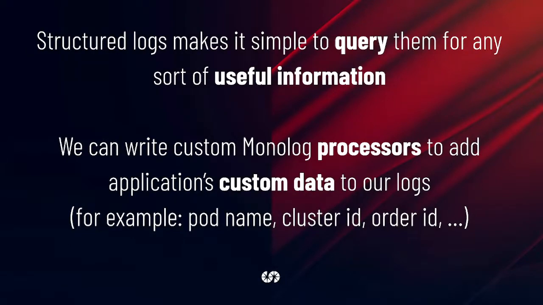JSON is useful because we can query all the information easily, so we don't have to parse the line because it's in a structured format. And if you want, we can add more processors to Monolog to add other information to a log line, for example, in a cloud infrastructure. You can add the name of the pod, the ID of the cluster, for example, the ID of the order in an e-commerce website to filter all the logs probably generated by the user with an order, and so on.